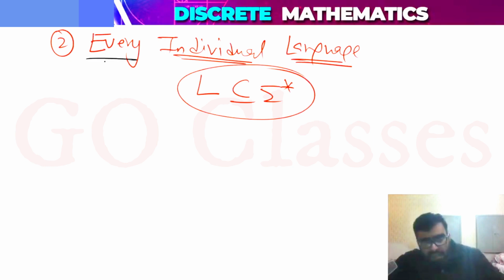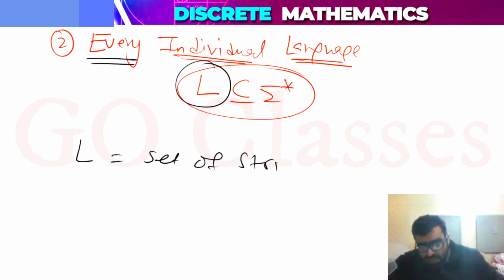Now you can see that you already know that, I hope, every language. What is a language? A language is basically a set of strings. And what is sigma star? Sigma star is the set of all strings.